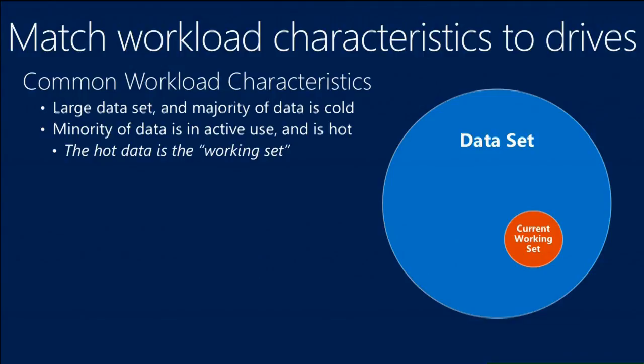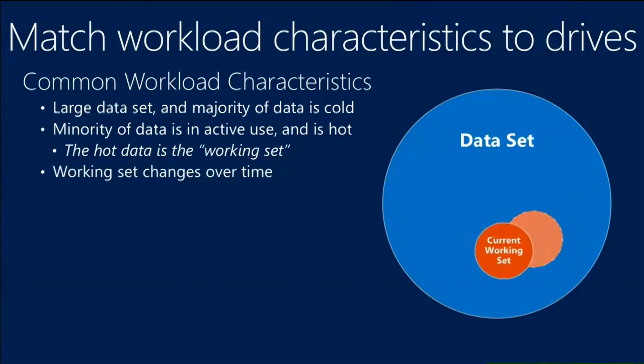A minority of my data is in active use, and it's thus hot. And this portion of the data is called the working set. And of course, this working set changes over time. It's a different working set every day. Different portions of my database get accessed. Perhaps a user loads a different application. That application has a bunch of other dependent files. So your working set definitely changes over time. And it can continue to change.